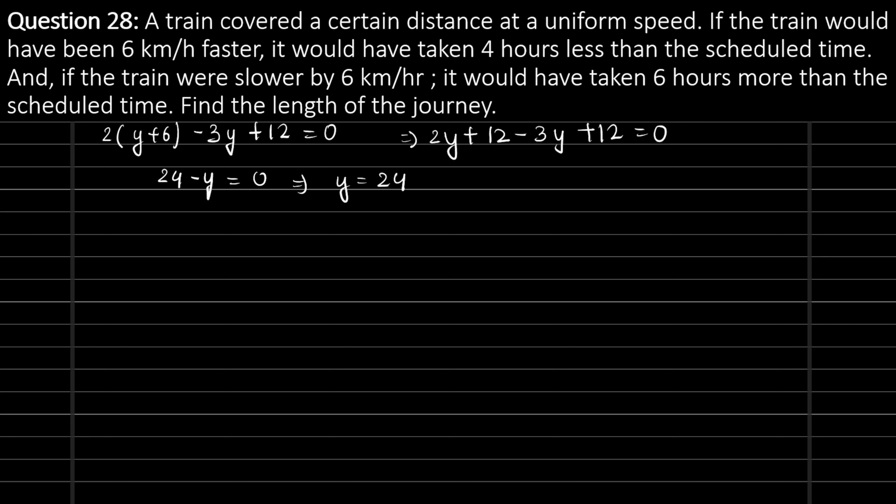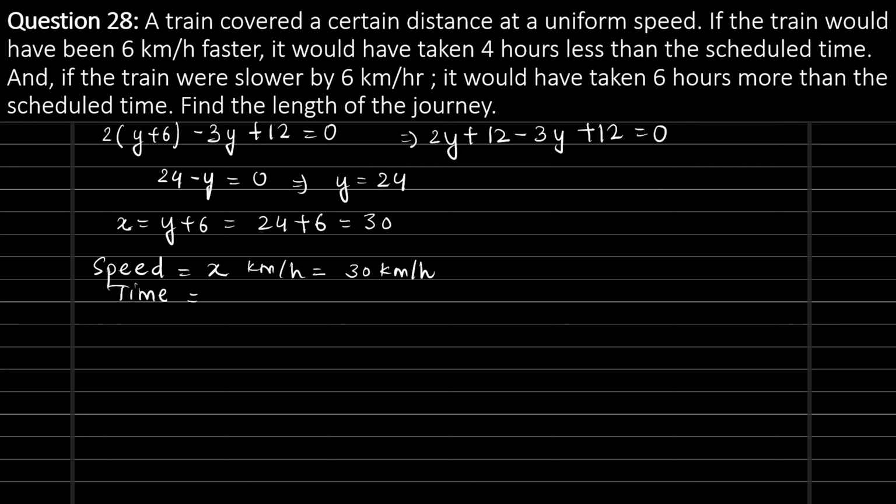Now, what would be the speed in that case? As we have taken x equals y plus 6, therefore the x value will be equal to 24 plus 6, which is equal to 30. So x value we got as 30 and y value we got as 24. In that case, since speed is x km per hour, speed is equal to 30 km per hour, and since we assumed time to be y hours, time is equal to 24 hours.